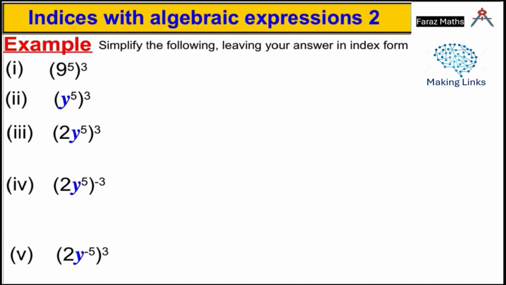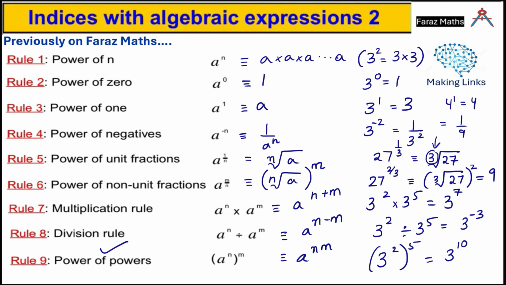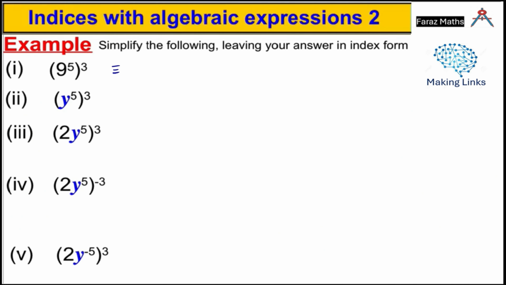Simplify the following, leaving your answer in index form. We will use rule number 9 here, which is power of power. Let me show you the rule. Rule number 9, power of powers. Simplify the following, leaving your answer in index form: 9 to the 5, to the power of 3. Here you have to multiply the powers. 5 3s are 15. This one, y15, 5 times 3 again 15.